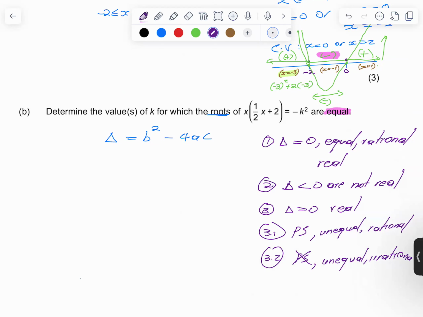So basically, delta being a perfect square or not only determines if your roots are rational. If it's a perfect square, your roots will be rational. If it is not a perfect square, your roots will be irrational.